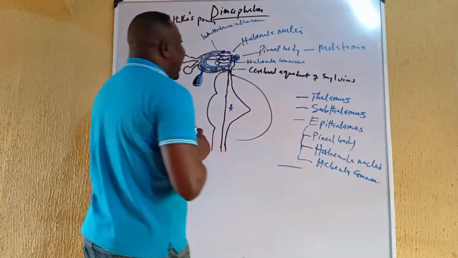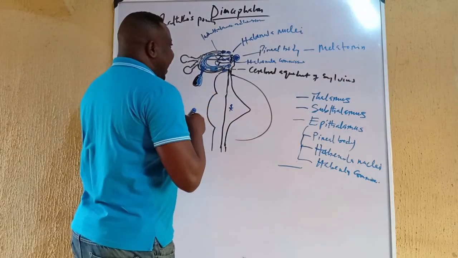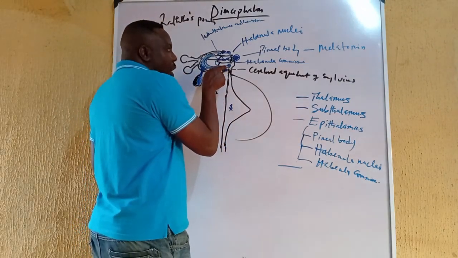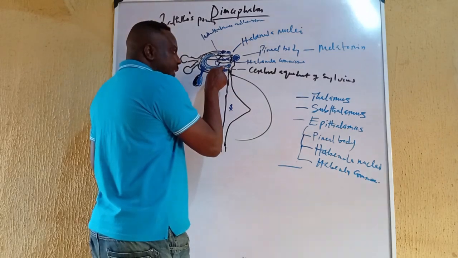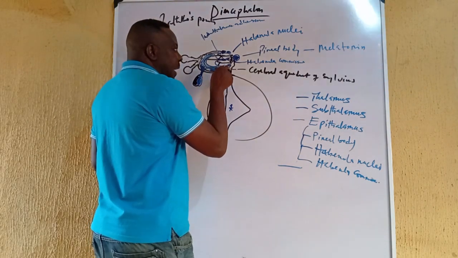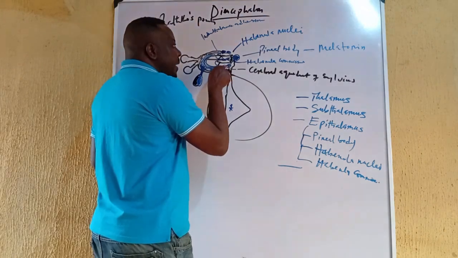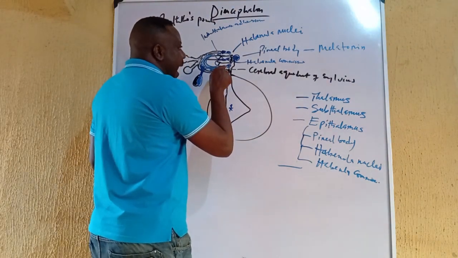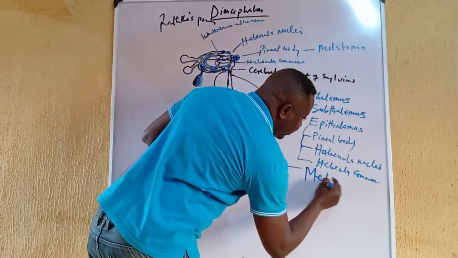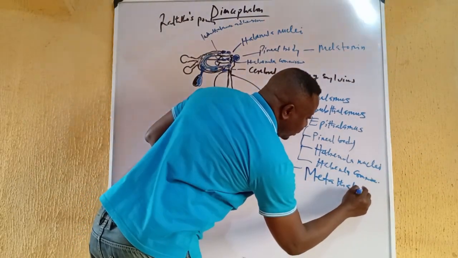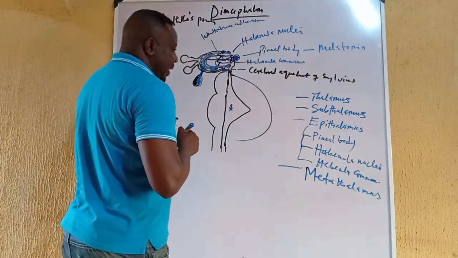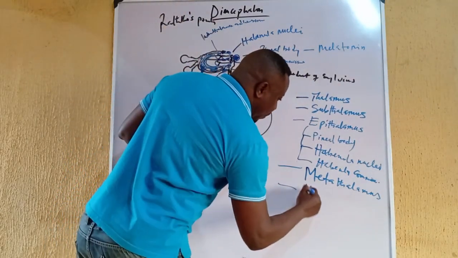Then, you remember that in the thalamus, there are two swellings at the lateral surface of the thalamus. One is known as the lateral geniculate body, and the other one is known as the medial geniculate body. These two structures are called the metathalamus. And then, finally, we have the hypothalamus.